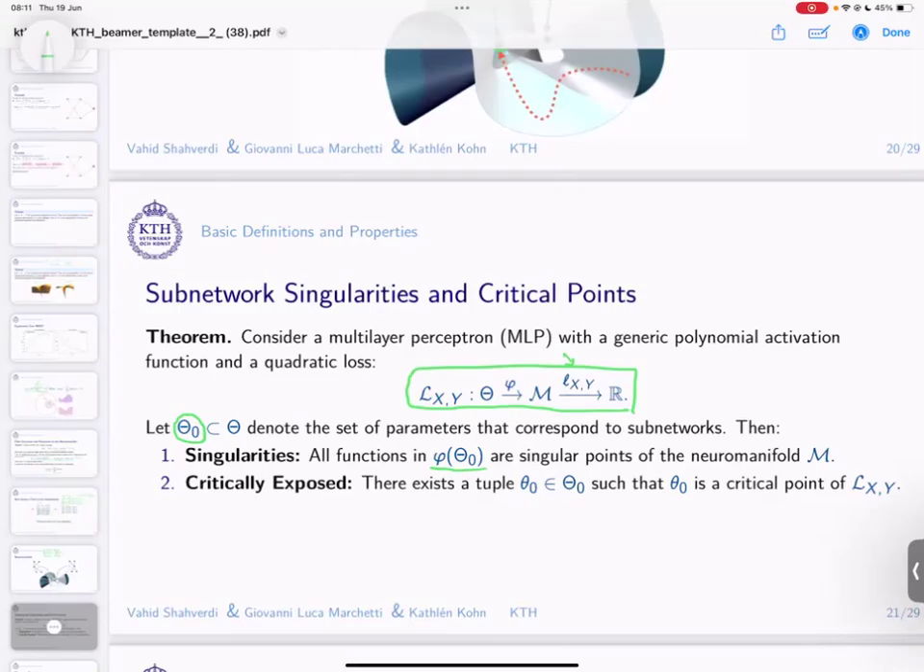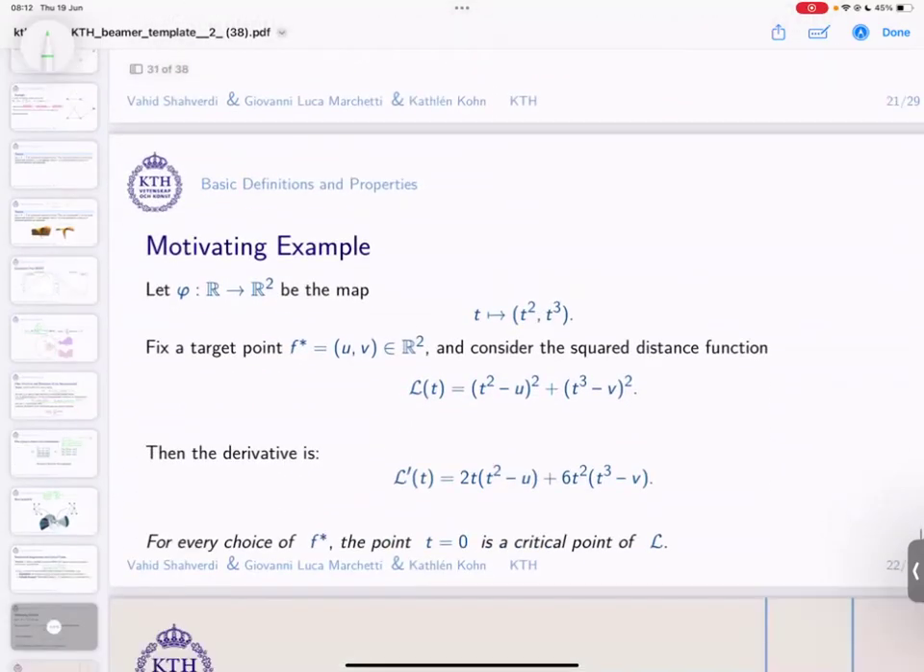And the other thing is about being critically exposed. I will briefly tell you what I mean by being critically exposed. For every choice of input and output data, there exists a tuple of weight matrices, a small theta_0 in the subnetwork, such that theta_0 is a critical point of the loss function. So subnetworks are attractors of the loss function. And I will explain with one example what I mean by the second part. The parameterization of the cuspidal curve is a perfect example.